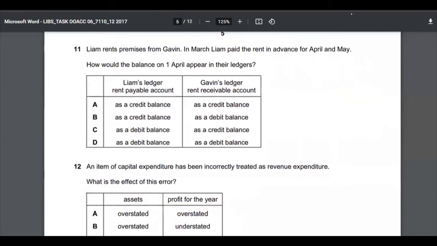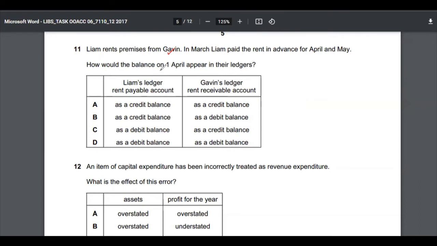Multiple choice 11. Liam rents premises from Gavin, right? So Gavin is the owner, so Gavin is receiving the rents. In March, Liam paid the rent in advance for April and May. How would the balance on 1st April in their ledgers appear, right?